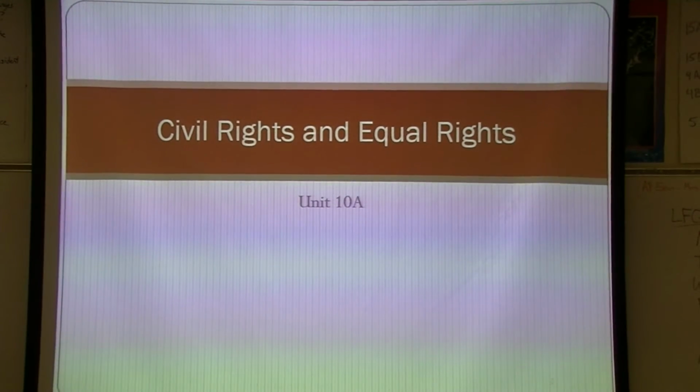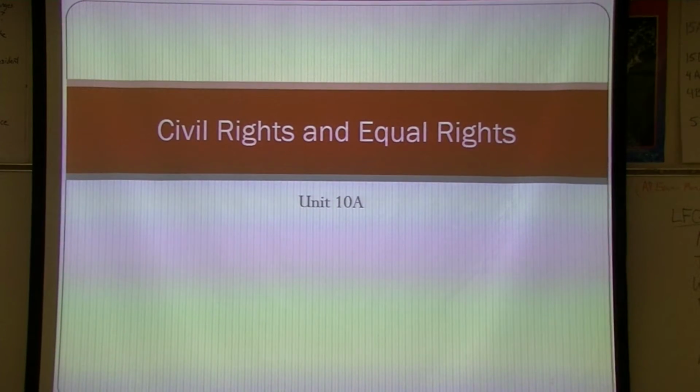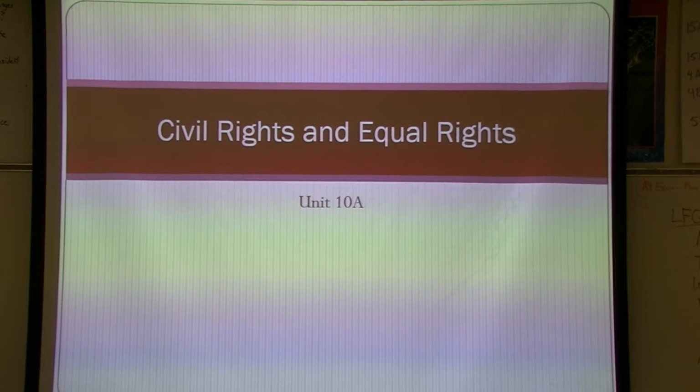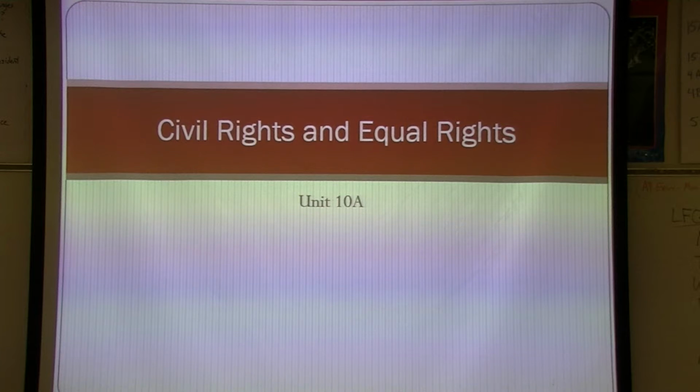Alright, this is our first section of our last unit. This is where we're going to be going over some things with civil rights. The main focus will actually be with African Americans and the civil rights movement, but it will also include parts here for feminism, other movements in the 60s and 70s, as well as the conservative reaction that occurred after it.